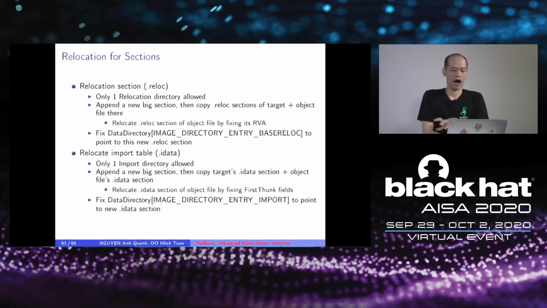So we append a new big section for relocation, and after that we copy the .reloc section of the original target program, and also the .reloc sections of the DLL files there. And after that, you need to relocate them. And finally, you need to fix the entry in the data directory for this new relocation section.